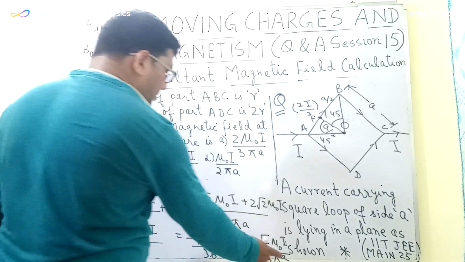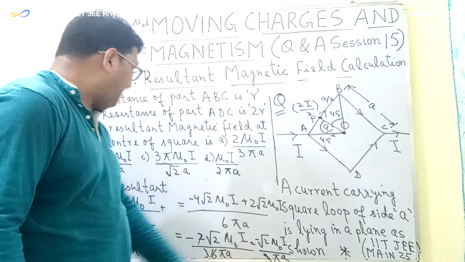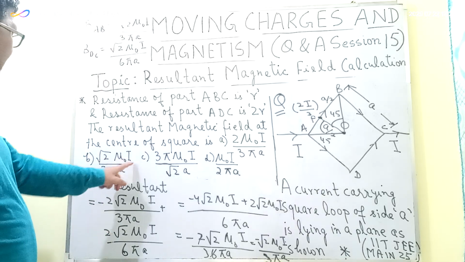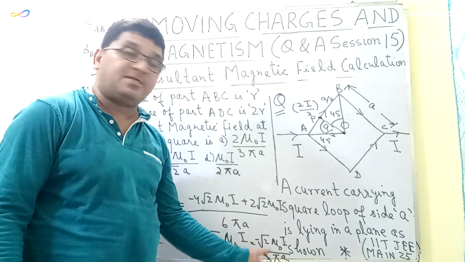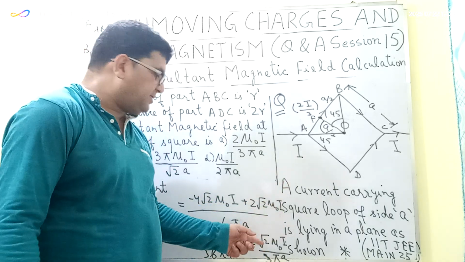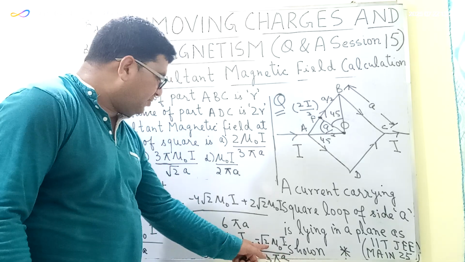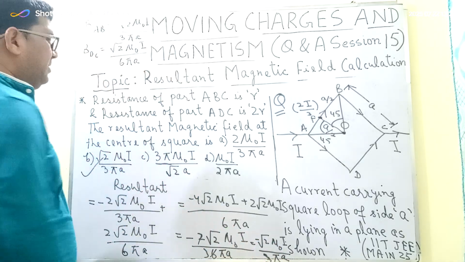So this is the magnitude. The magnitude is equal to root 2 mu naught I upon 3 pi a. So this is the answer. The minus sign is indicating that the resultant magnetic field is directed into the plane. The magnitude is equal to root 2 mu naught I divided by 3 pi a. So the correct option here is B.